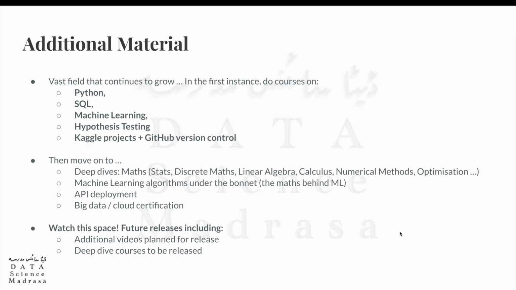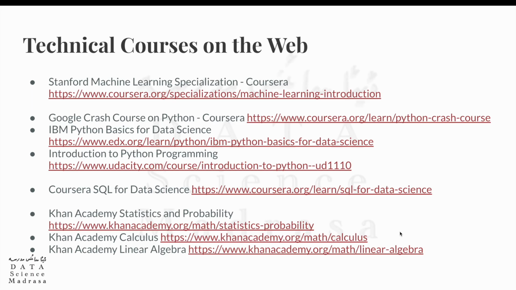Also watch this space, because we're going to be releasing very soon additional videos on this topic. We'll cover the technical areas one by one, and we'll also do deep dive courses as well. So technical courses on the web, you can definitely do Stanford Machine Learning on Coursera, which is a very comprehensive, quite a good course to do, which also goes into the mathematics as well as the programming aspects of machine learning. You can do Python courses on Coursera as well.